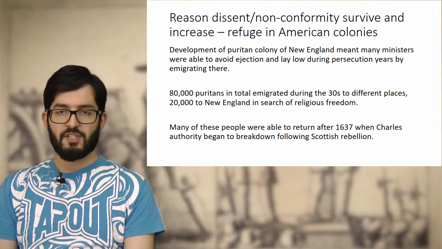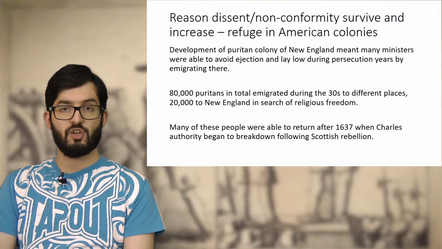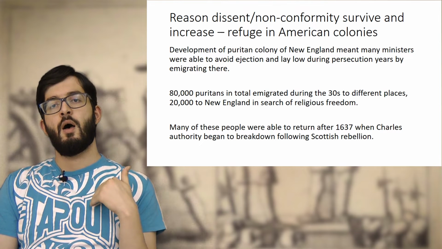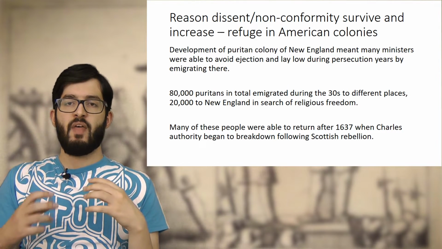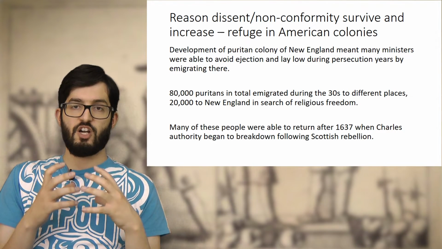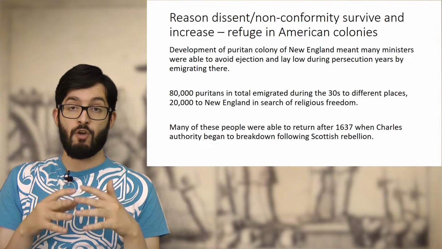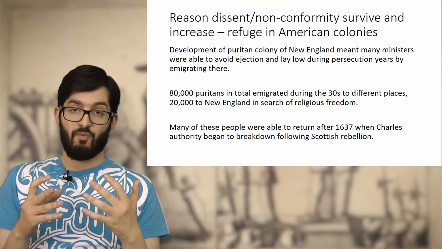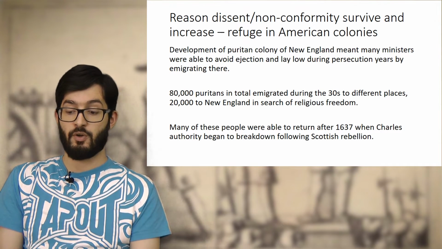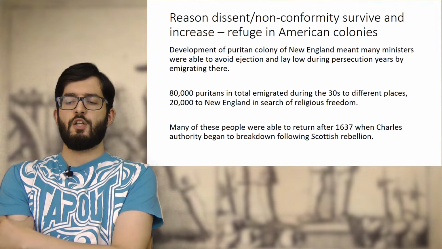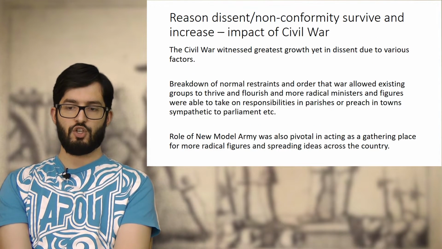years. And then after 1637, when Charles' authority begins to crumble following the Bishops' War, they're basically able to return back to England. And so you find that they weren't really able to crush dissent or non-conformity during this time period. It's simply that they lay low for a few years, and they came back once his authority collapsed. So those are the reasons why they're able to survive the persecution of the Laud years.